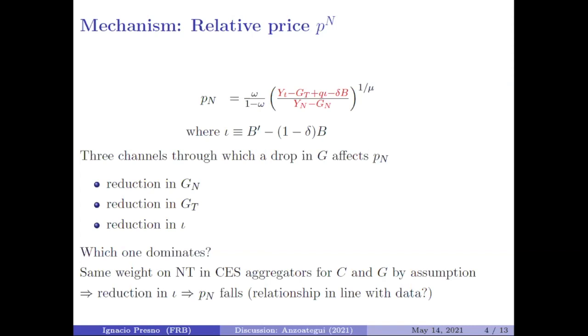As a result, following a drop in spending, the relative price is going to fall. Now, a question here is whether this relationship between debt issuance, spending cuts, and the relative price of non-tradables is more or less in line with the data. That would be helpful to check.